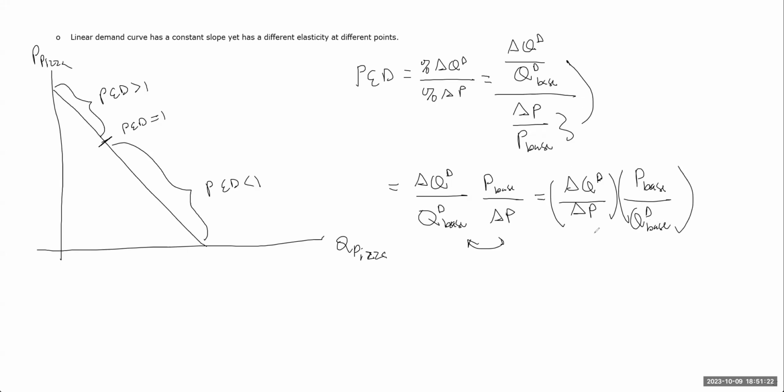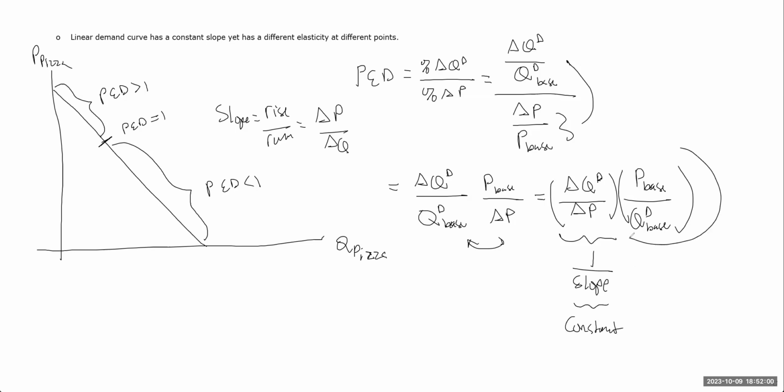Okay. This here, remember, this is the demand curve. Slope is equal to rise over run, and it's equal to change in price over change in quantity. So if you look at this, this is 1 over the slope. It's 1 divided by slope. And we know no matter where you are on this line, this number stays the same. So this is a constant.